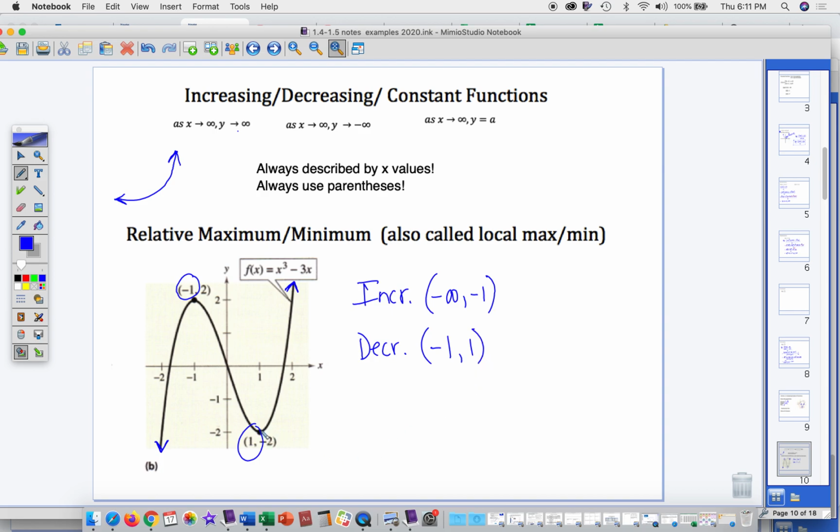As we continue on from 1, the graph is going back to increasing, because again, as x is getting larger, as we go to the right, the y values are getting larger. So it's increasing also from +1 to infinity. There's nowhere along this graph where it's constant.